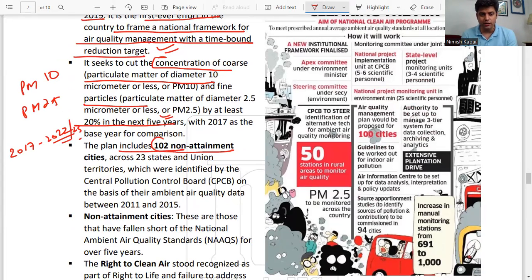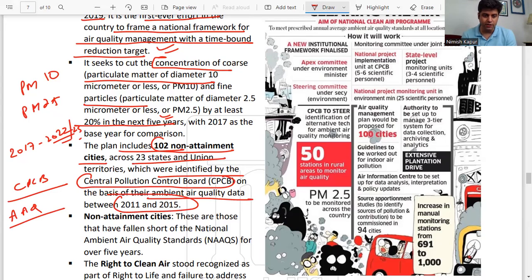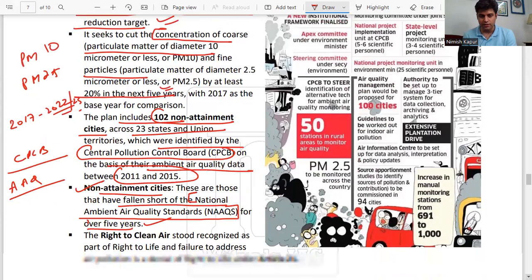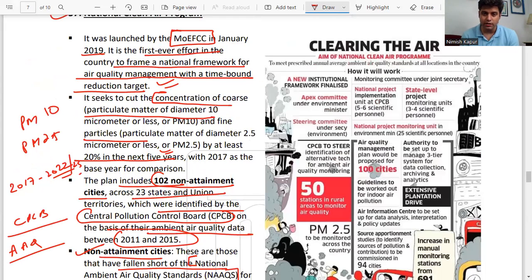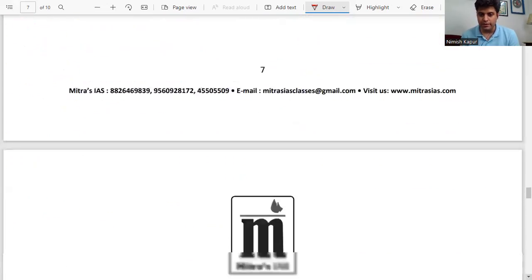This plan includes 102 non-attainment cities across 23 states and UTs, which were identified by the Central Pollution Control Board, CPCB, on the basis of their ambient air quality between 2011 and 2015. What are non-attainment cities? These are those that have fallen short of the national ambient air quality standards for over 5 years. The right to clean air stood recognized as part of the right to life under Article 21. Very important, it is listed under Article 21 by the Supreme Court. You can read it in detail from here as well: how the National Clean Air Program was formed and what its major objective is. So this is it with respect to the National Clean Air Program.